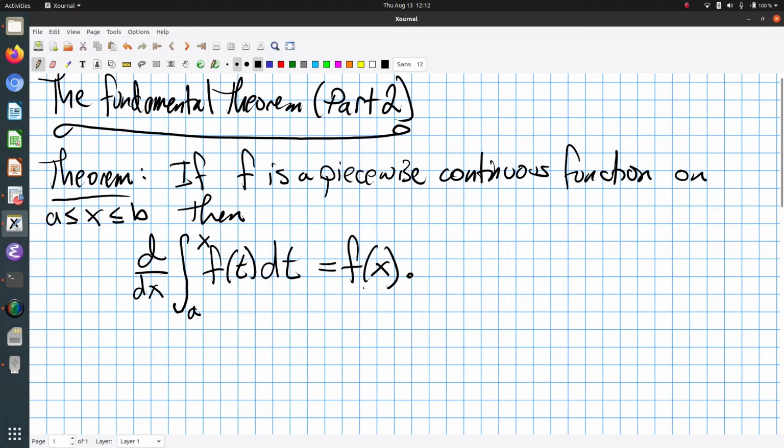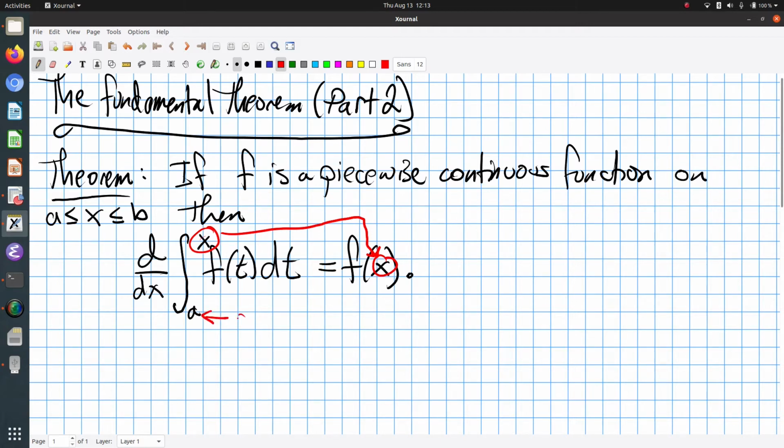So the statement here says that if f is a piecewise continuous function on some interval, and I take the derivative of the antiderivative, or the derivative of the integral from a to x of f of t dt, I get back f of x. So the thing to notice is that where I'm evaluating the function is at the upper limit of my integral.